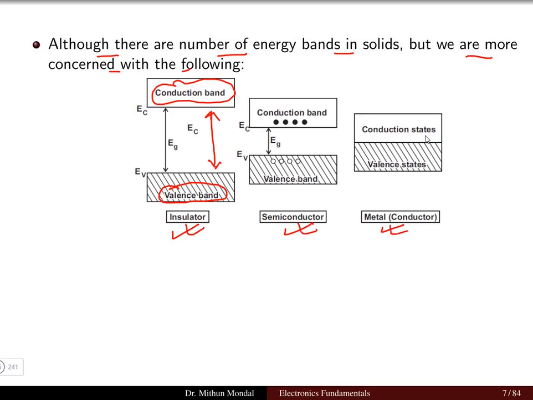So we can see that when it is a conductor, there is no gap between the valence band and the conduction band. This gap for the insulator is quite large, whereas for the semiconductor the gap is small. And we have certain electrons which are present in the conduction band. No electrons are present in the conduction band of the insulator.